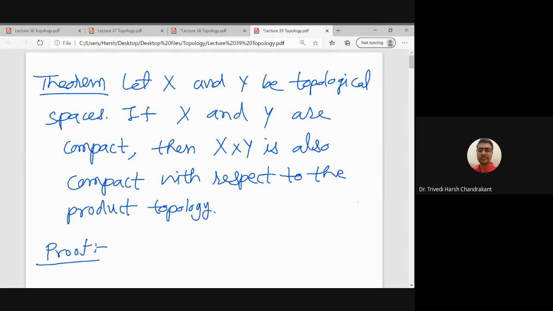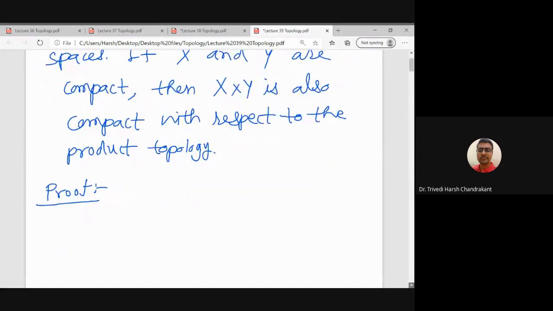So in the proof, we want to show that X cross Y is compact, and by definition, whatever space is compact, if we have an open cover, it contains a finite subcover. So that we need to prove. So let us start with an open cover of X cross Y, and then we'll find a subcover of that. So that will prove that X cross Y is compact.